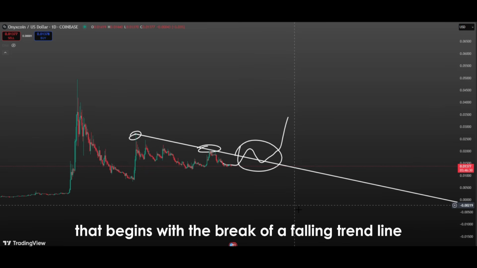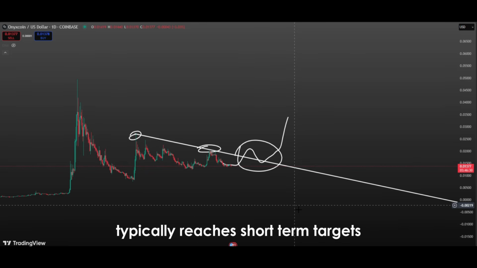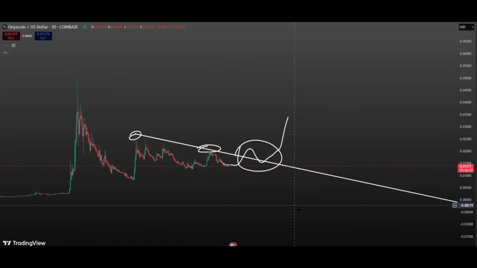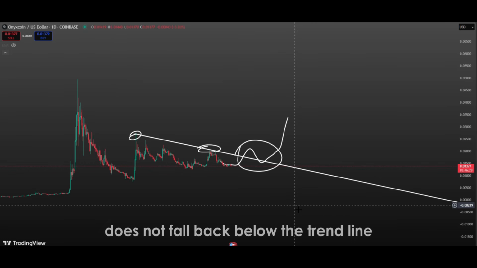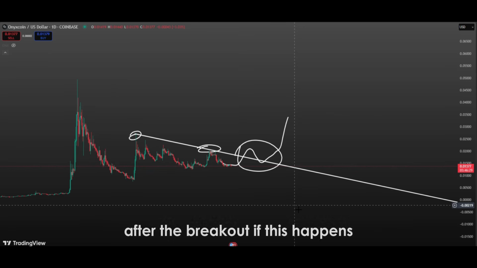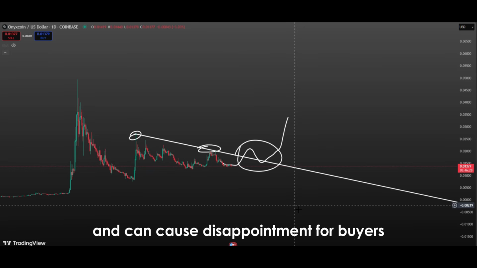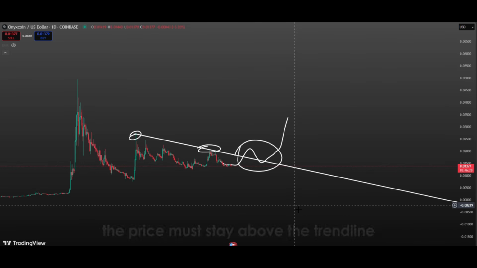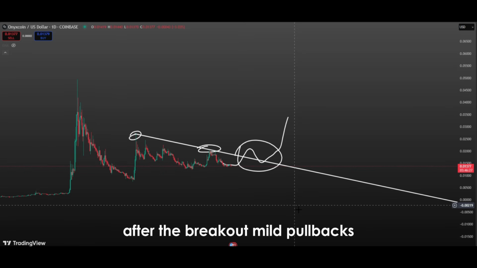The attack that begins with the break of a falling trend line typically reaches short-term targets in the first stage. However, one of the most important factors to watch in this process is that the price does not fall back below the trend line after the breakout. If this happens, the breakout is called a false breakout and can cause disappointment for buyers. Therefore, for a healthy uptrend to continue, the price must stay above the trend line after the breakout.